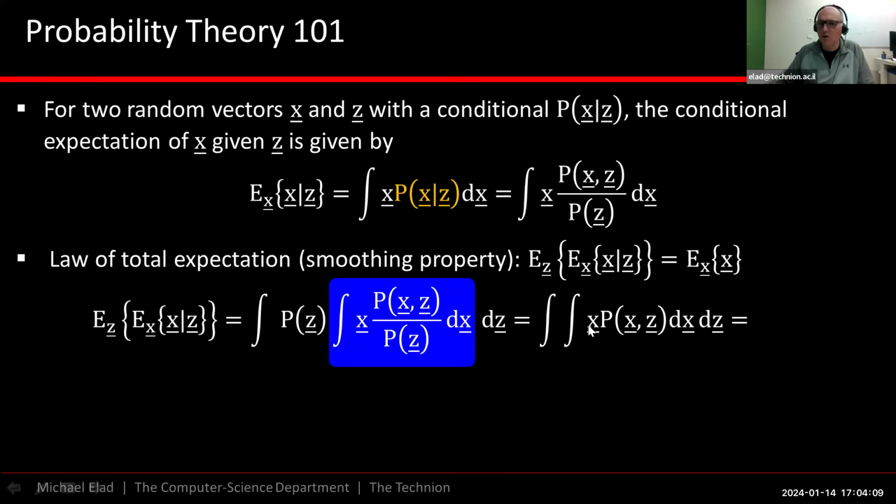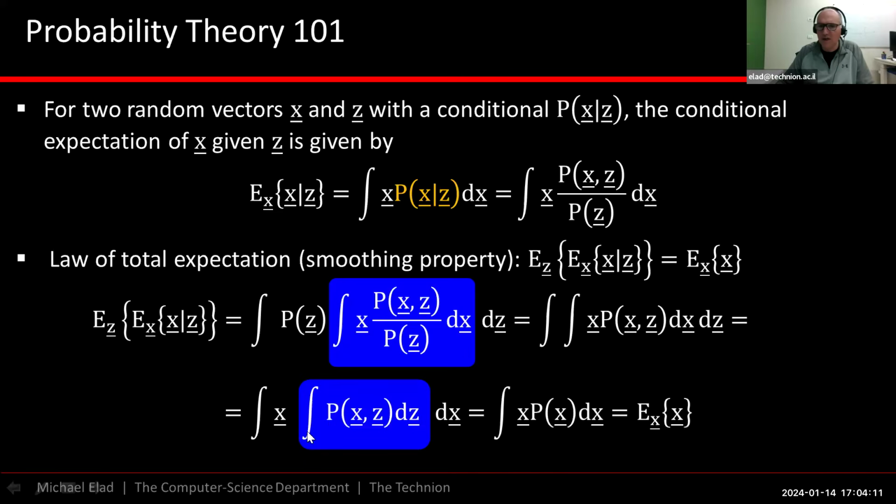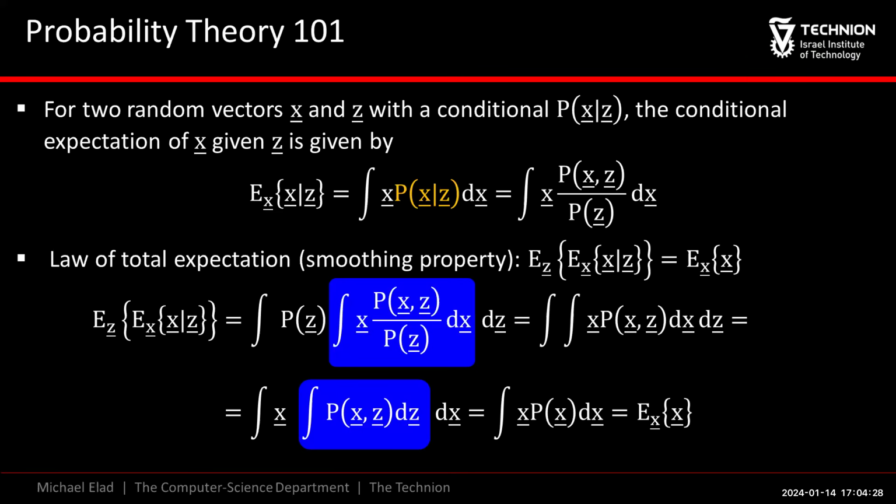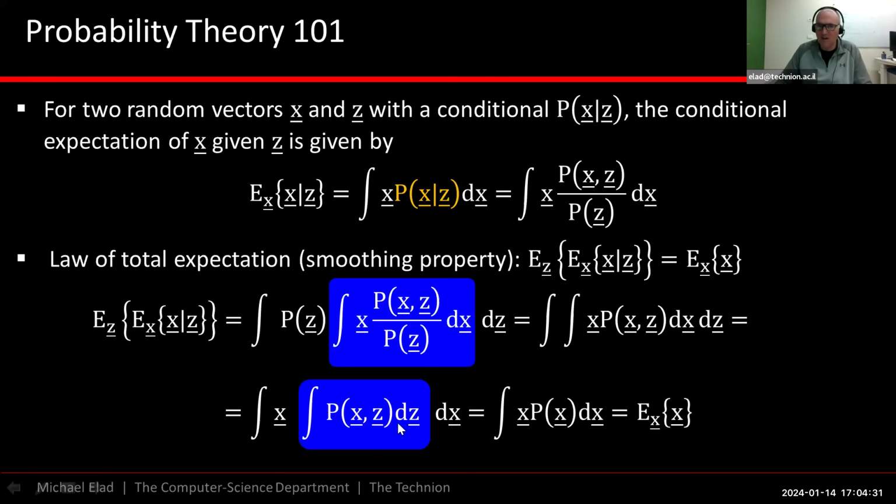Now let's change the order of the integration. Let's do the inner integration with respect to Z and the outer with respect to X, which is why X is here. Look at the bluish part here. What is this bluish part? I'm integrating P of X and Z with respect to Z. This is known as marginalization. It's a marginal distribution. It's P of X. So here it is, P of X. Now look at this. What is this? This is exactly the expectation of X. This is the mean of X, which is just what we claimed. So this is the smoothing property.